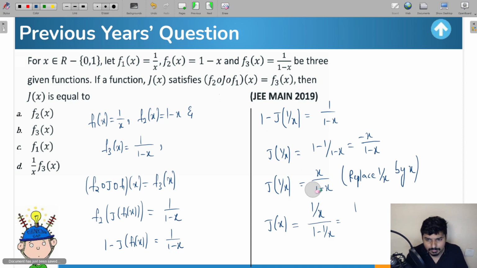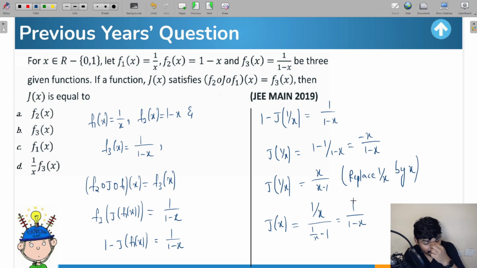And if you simplify, I think there is a small mistake here, guys. This is going to be x minus 1, because if I take the negative as common, it's going to be x minus 1. So here you're going to get 1 by x divided by 1 by x minus 1. So from here, you're going to get 1 divided by 1 minus x. And we do know what 1 by 1 minus x is going to be. Well, it is going to be f3 of x. So therefore, I can tell you that g of x is simply going to be f3 of x. And if you see the options, everyone, option B is going to be the right answer.